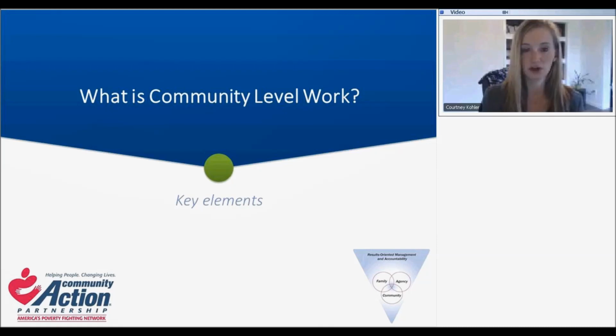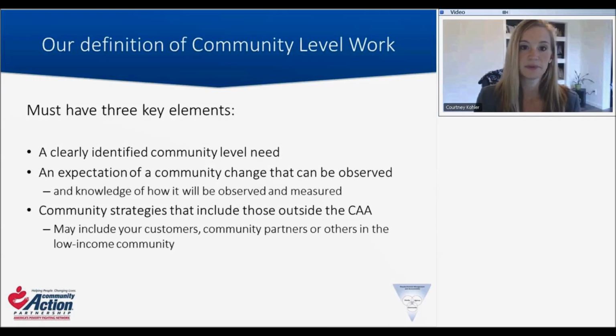This was covered in the video module that introduces this piece of the curriculum. We want to quickly look at these three elements that we'll be talking about today through this example. Community level work has three things: a clearly identified community level need, an expectation of a community change that can be observed, as well as knowledge of how it will be observed and measured, and community strategies that include those outside the community action agency, so other people within the community within that collaboration. This might include your customers, community partners, or others in the low-income community.